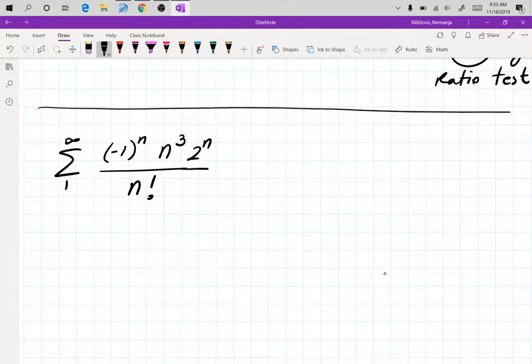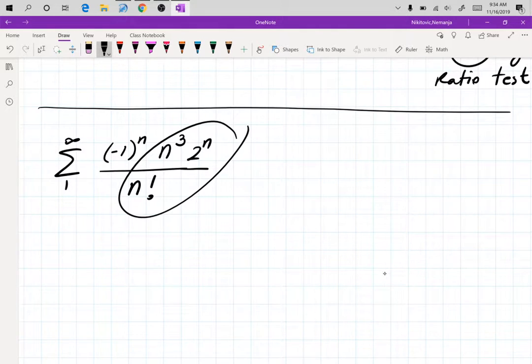The reason I'm doing this is because I want to specify one more time that if you see factorials, ratio is the only test to use on factorials. So as soon as you see a factorial, you immediately know ratio. Cool. So your a_n is here.